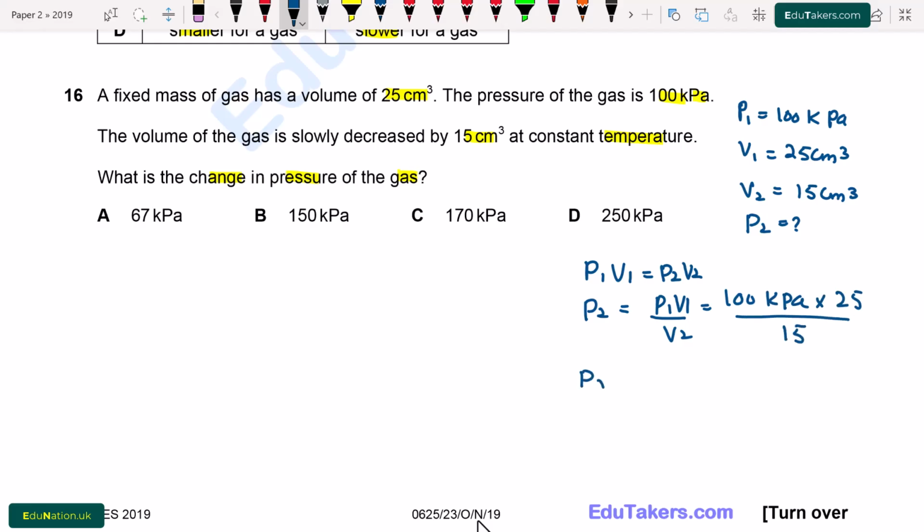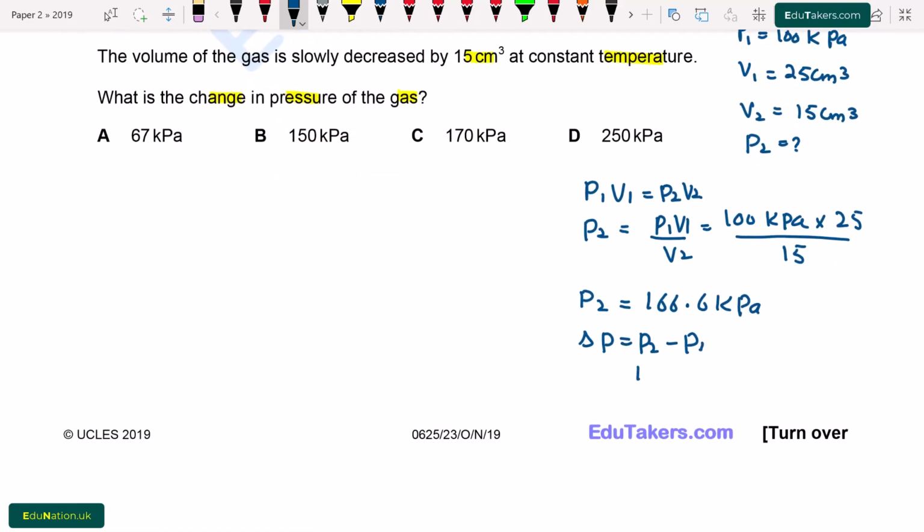So P2 will be equal to 1666.6 kilopascal. But here we require the change in pressure. So change in pressure will be equal to P2 minus P1. Now I am going to put values here. 1666.6 minus 1000, which is equal to 666.6 kilopascal, and it is also equal to 667 kilopascal. Now we see the options. Option A is 667 kilopascal. So this is correct.